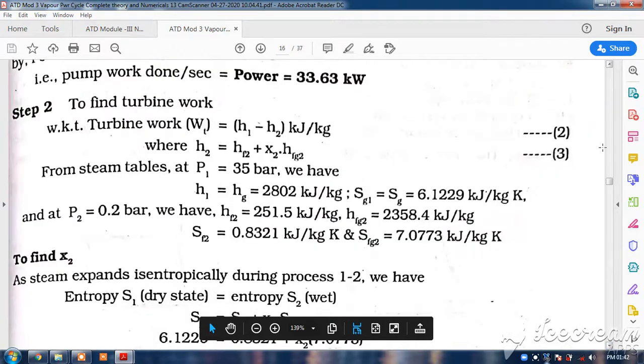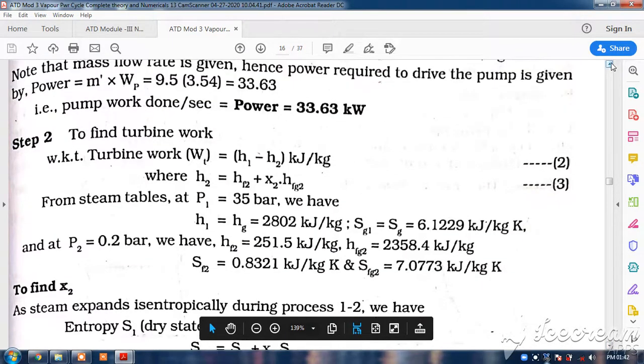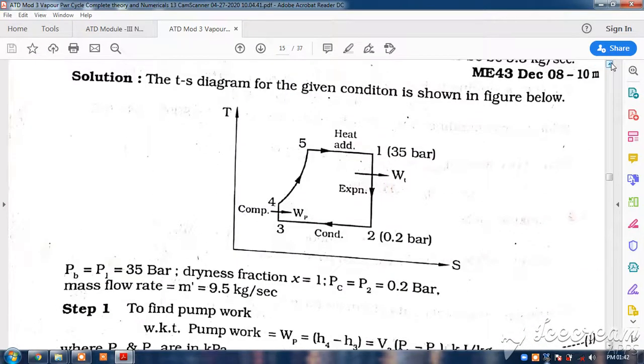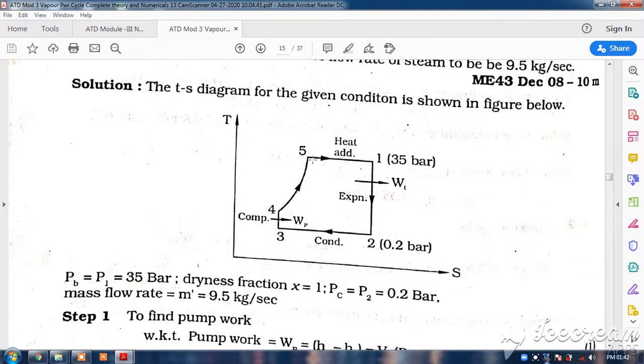Okay, so please understand, this problem we will solve in two parts because it is slightly long and I want to make you understand how it is to be done. This is the 35 bar line and this is the 0.2 bar line, that is condenser pressure, this is boiler pressure, and here this is the turbine work, H1 H2. This is the condenser from the turbine, and this is a pump, then from 4 5 1 is the heat addition.